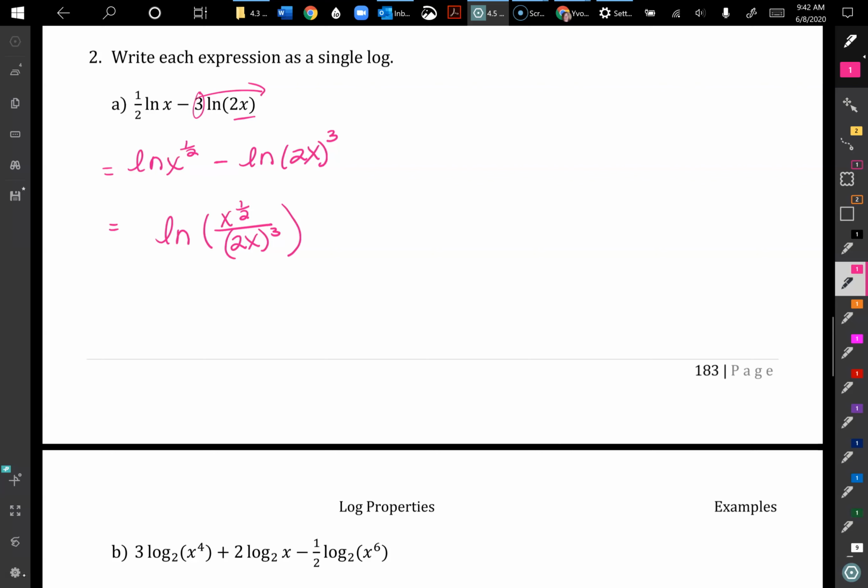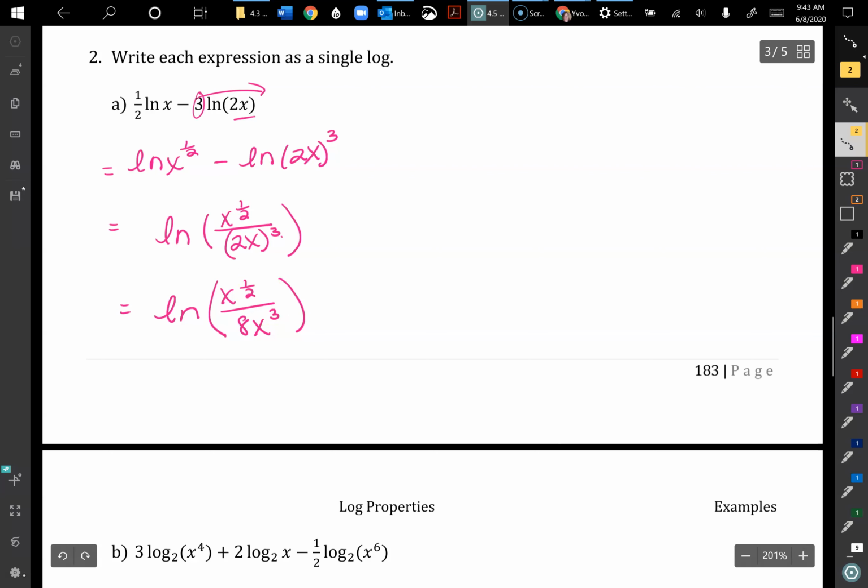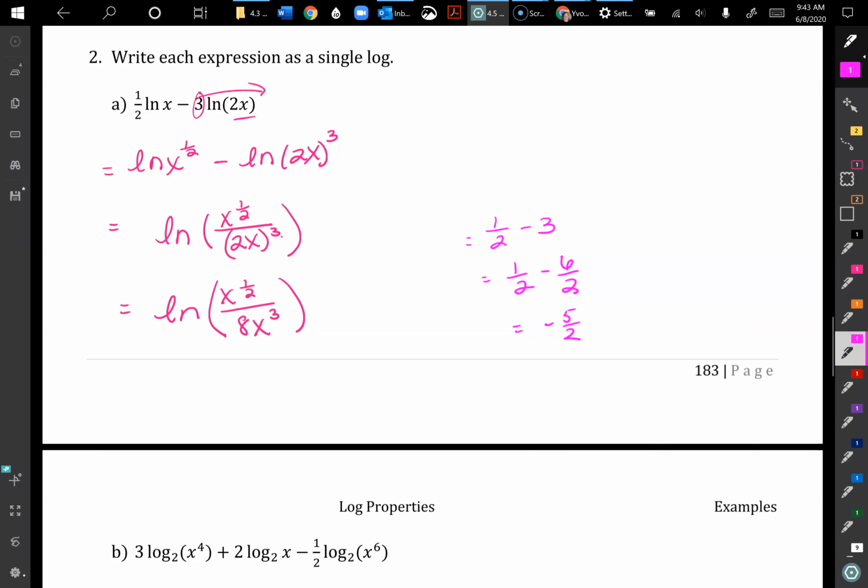Now from there, we're going to simplify what is inside these parentheses as best as we can. In order to do that, we would first apply the product power rule here, ln x to the 1/2 over 8x cubed. Now we're going to subtract our exponents. So we have a half minus 3. Just as a little aside, a half minus 3 would be the same as a half minus 6 over 2, which is going to give us a negative 5/2. So that will be down in the denominator.